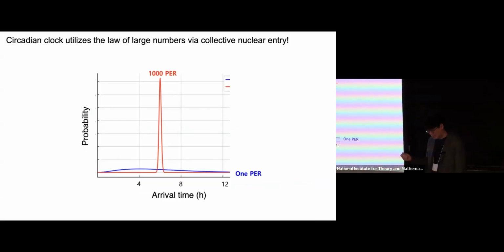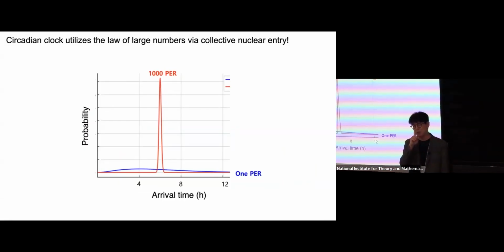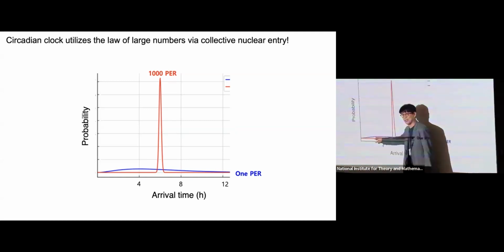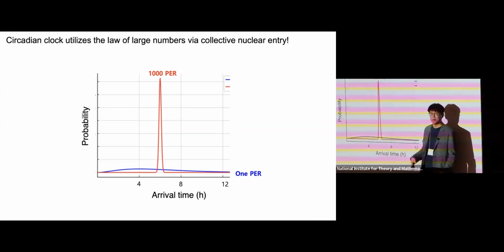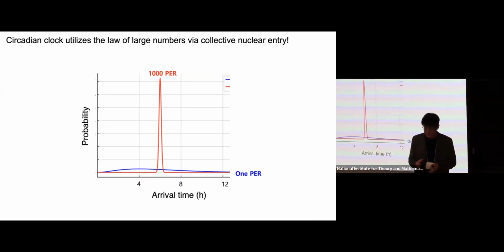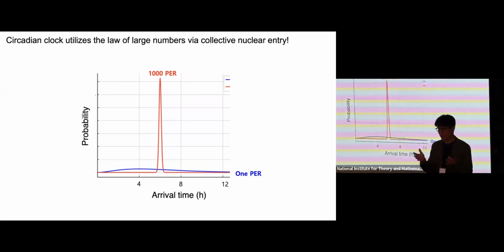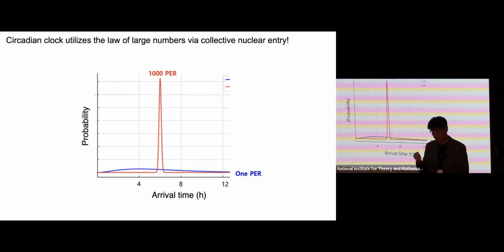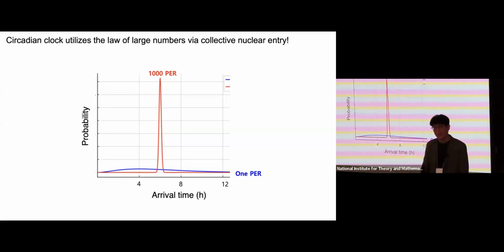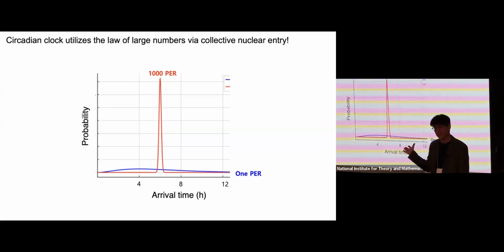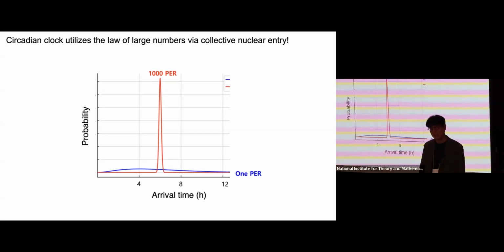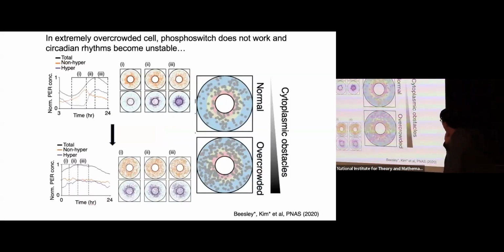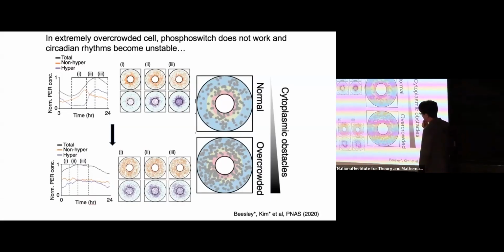So what is the simple idea underlying this? If we just focus on one molecule, then arrival time could be widely distributed, as you can see. But if we think about the arrival time average of the 1,000 molecules, because to get into the gate we need 1,000 molecules, the mean arrival time should be very narrowly regulated. Again, here the law of large numbers exists. The circadian clock utilizes this idea very well. And furthermore, we did one more simulation.